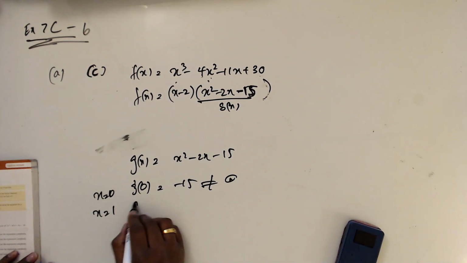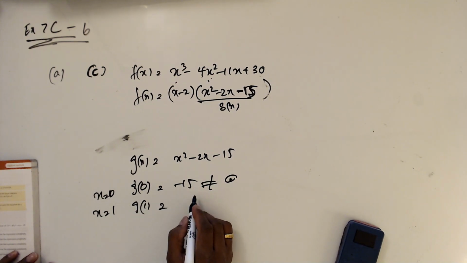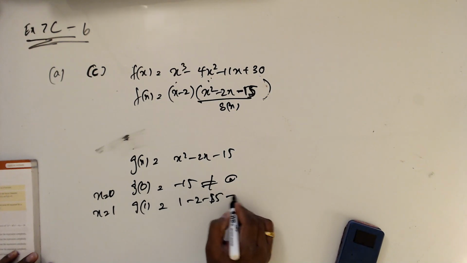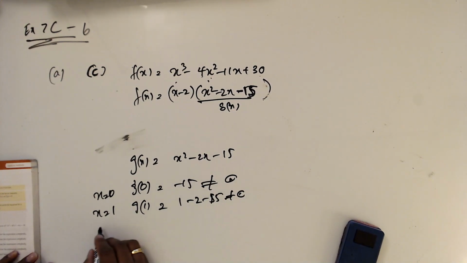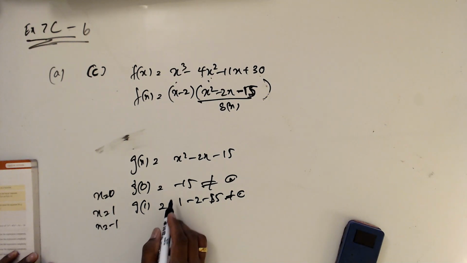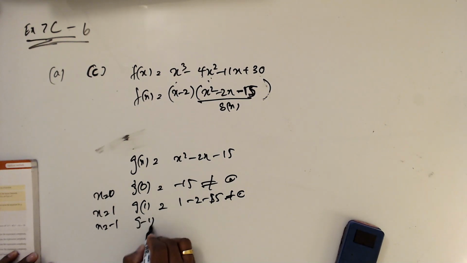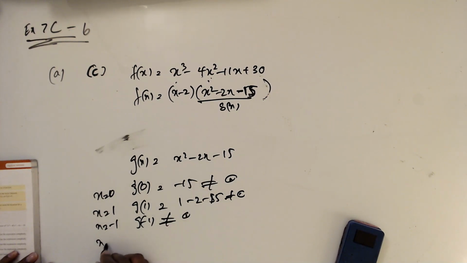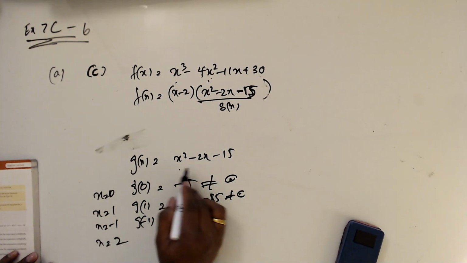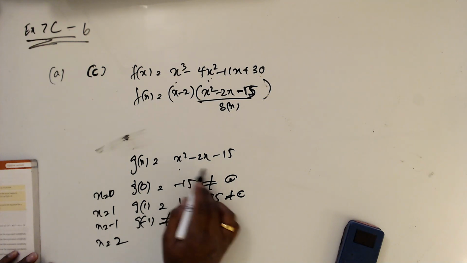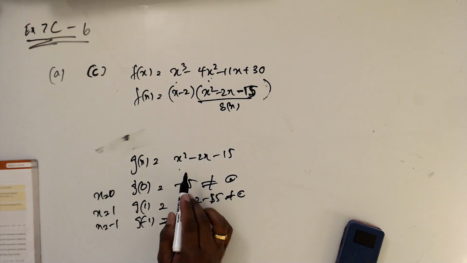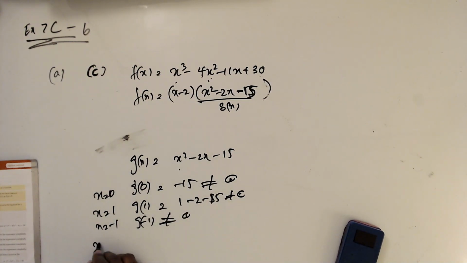X equal 1, g1, 1 minus 2 minus 15, not equal to 0. It doesn't work. Minus 1, still the same, not equal to 0. I can see x equal to 2 square, it doesn't work as well. So I have to think a little bit. Okay, x equal 5.